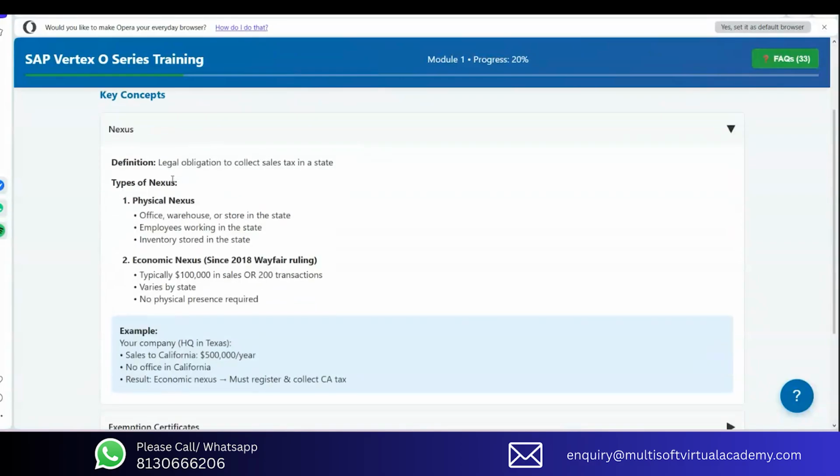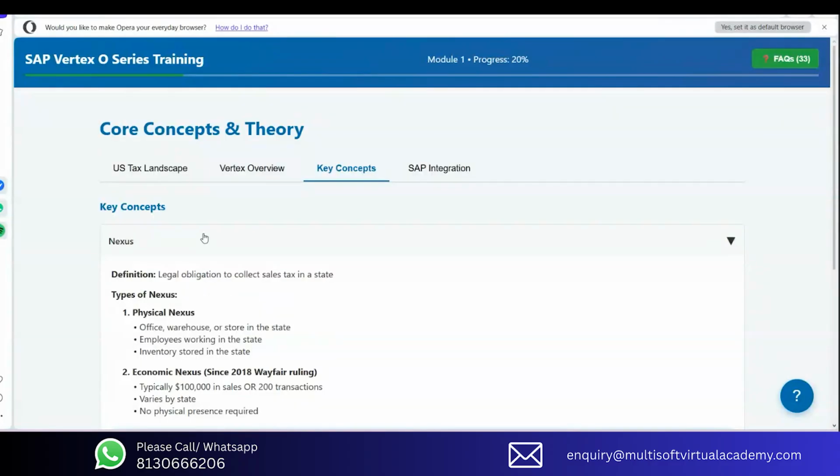Nexus, as I mentioned here, is a physical nexus first, then economic nexus. There are two aspects. Physical nexus means an office or warehouse, or an employee working in the state, or inventory you are storing there. Okay, you are in the US. Assume you are working in ABC company, and that company provides services to XYZ in the UK. This US company is providing services, and per US law it is exempt because it is an export of services.